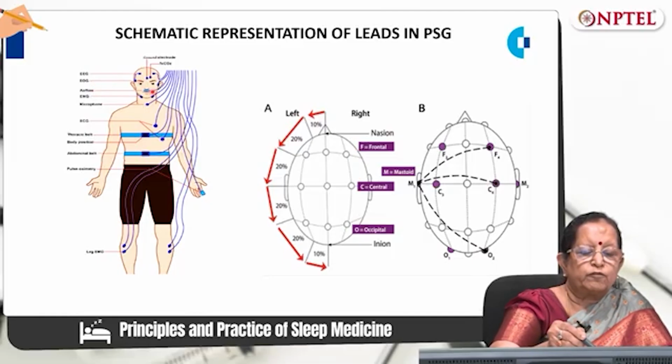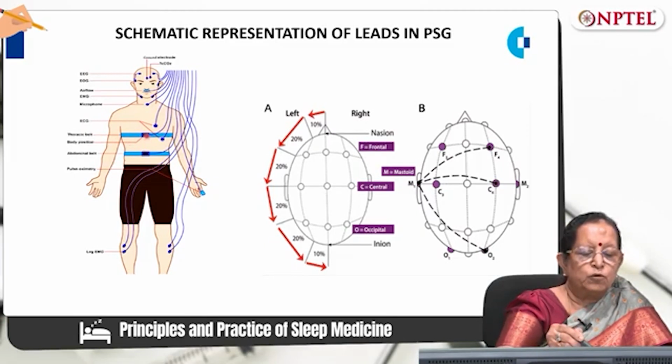This is sensing the airflow, nasal thermal sensors. EMG is placed under the chin to record the electromyogram, to record the muscle tones. This is a microphone to record the snoring. ECG to record cardiac parameters. Thoracic belt and abdominal belt to record respiratory events.